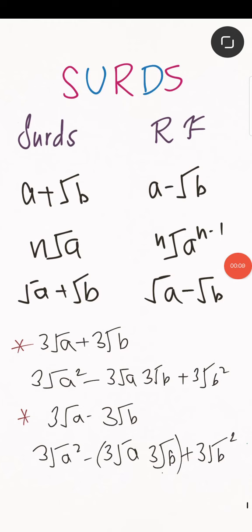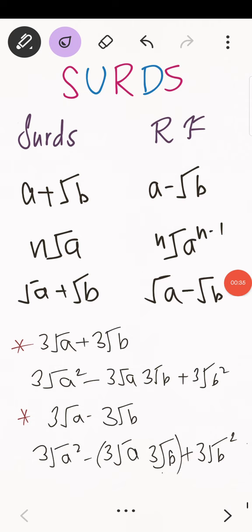So let's start. Today we will discuss how to convert surds using a rationalizing factor. Here are a few important things we should remember while solving examples. As you can see here, a plus root b converts into a minus root b, and nth root of a converts into nth root of a to the power n minus 1.